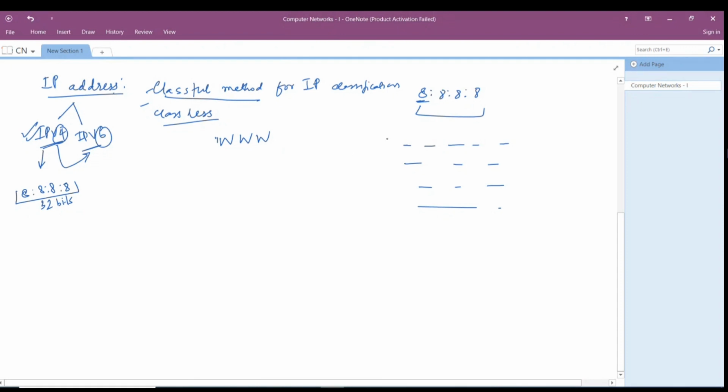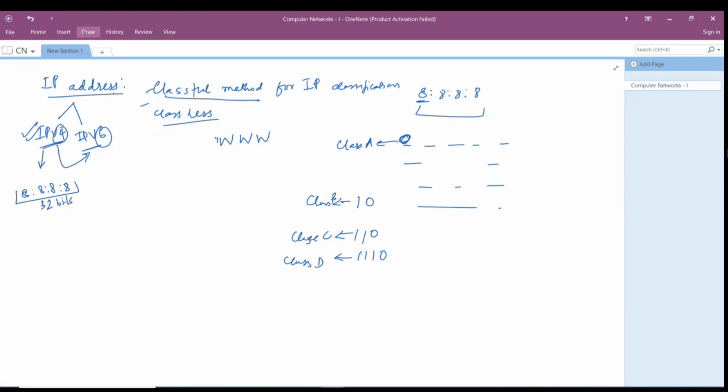So let's say you have 0 at the start. If you have 0 at the start, we say this is class A. Then if you have 1 0, we say it is class B. The next would be 1 1 0. This is known as class C. And then the next would be 1 1 1 1 0. This is known as class D. Till class D, there are other divisions as well, but we'll focus on these 4 classes: class A, class B, class C, class D.